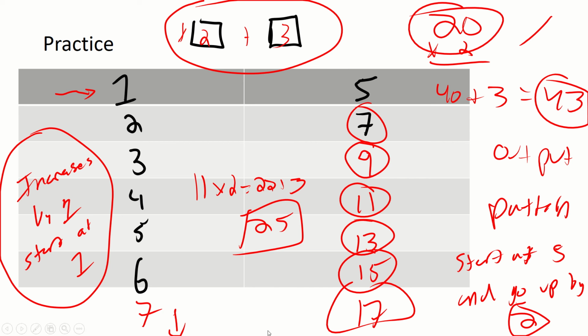So your questions for your assignment are going to be a lot like this. You're going to have to find out the patterns for the input, the output, and our input-output machine.